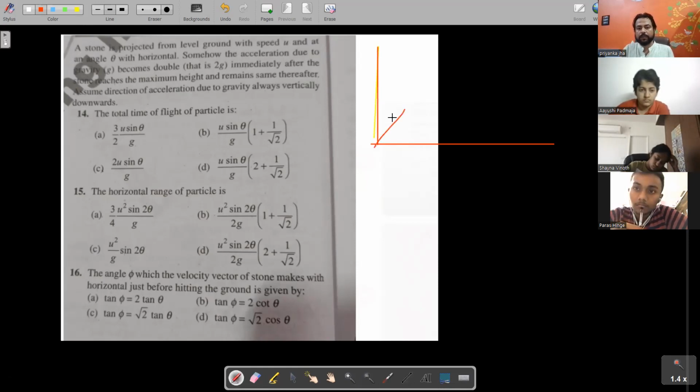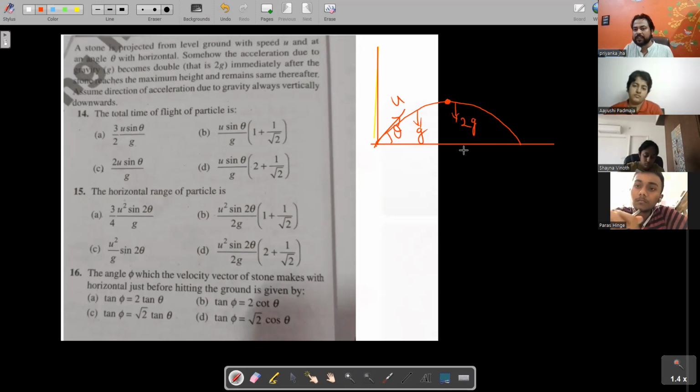At some angle, a stone is projected. It is saying that somehow the acceleration due to gravity g becomes double, that is 2g, immediately after the stone reaches the maximum height. It will follow a parabolic path. When this stone reaches the maximum height, till this point acceleration due to gravity would be g only. But as soon as the stone reaches the maximum height, this acceleration will somehow be doubled, right? So from here and thereafter.